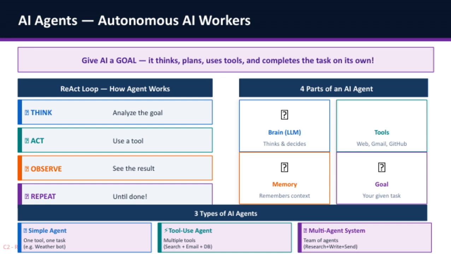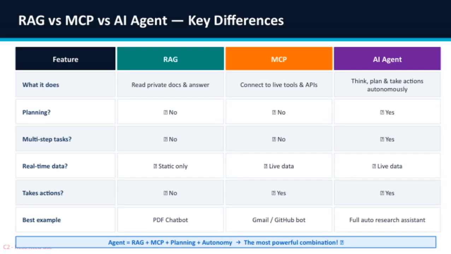First, they think and analyze the goal. Then, they decide on an action, like using a tool. They act accordingly, observe the results, and then repeat this loop until the task is complete. This ReAct loop is fundamental. It allows the AI to be autonomous, to think, plan, use tools, and ultimately complete tasks on its own. So, giving an AI a clear goal sets it in motion to work independently, much like a dedicated worker in a team. Let's take a closer look at the core of this slide.